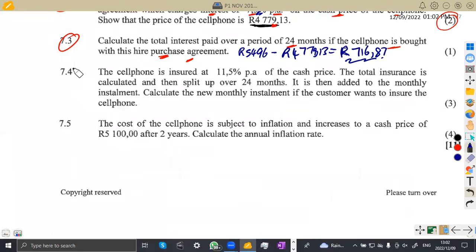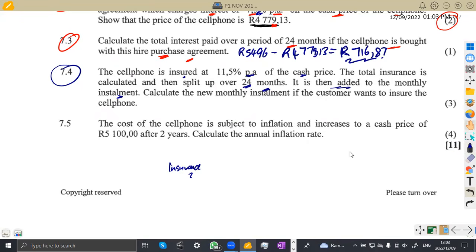On 7.4, we are given that the cell phone is issued with insurance at 11.5% per annum, that is per year, of the cash price. The total insurance is calculated. So we are supposed to have an insurance that we add, then split up over 24 months. We first need the insurance, and this insurance is split over 24 months. It is then added to the monthly installment.